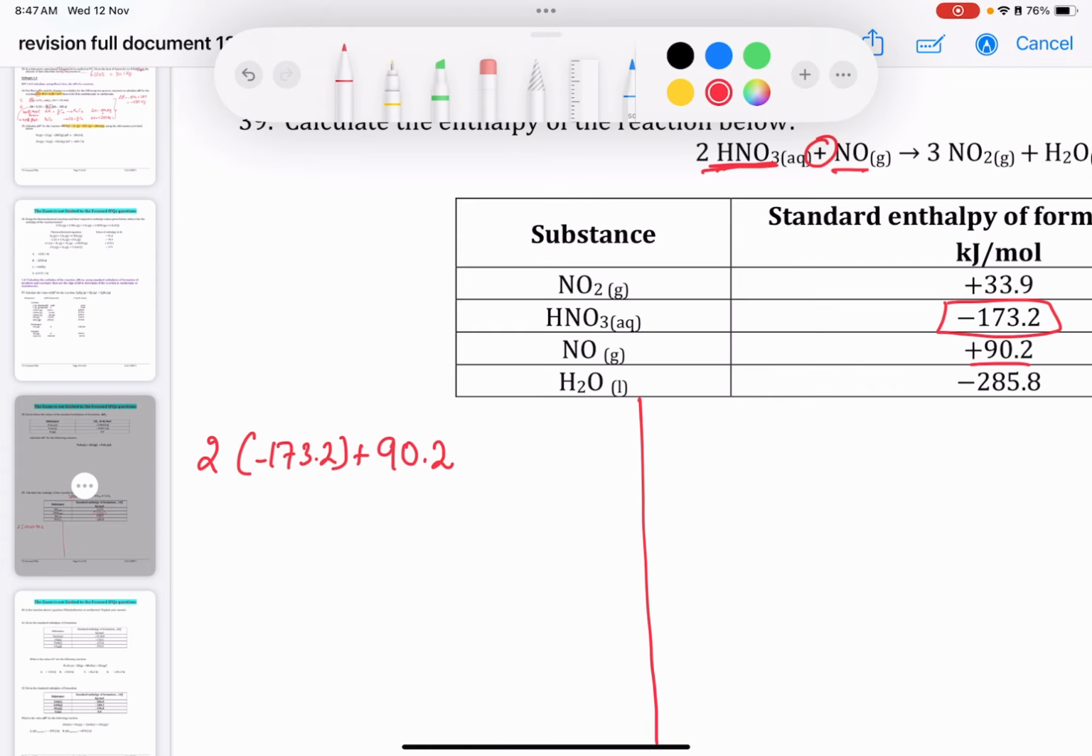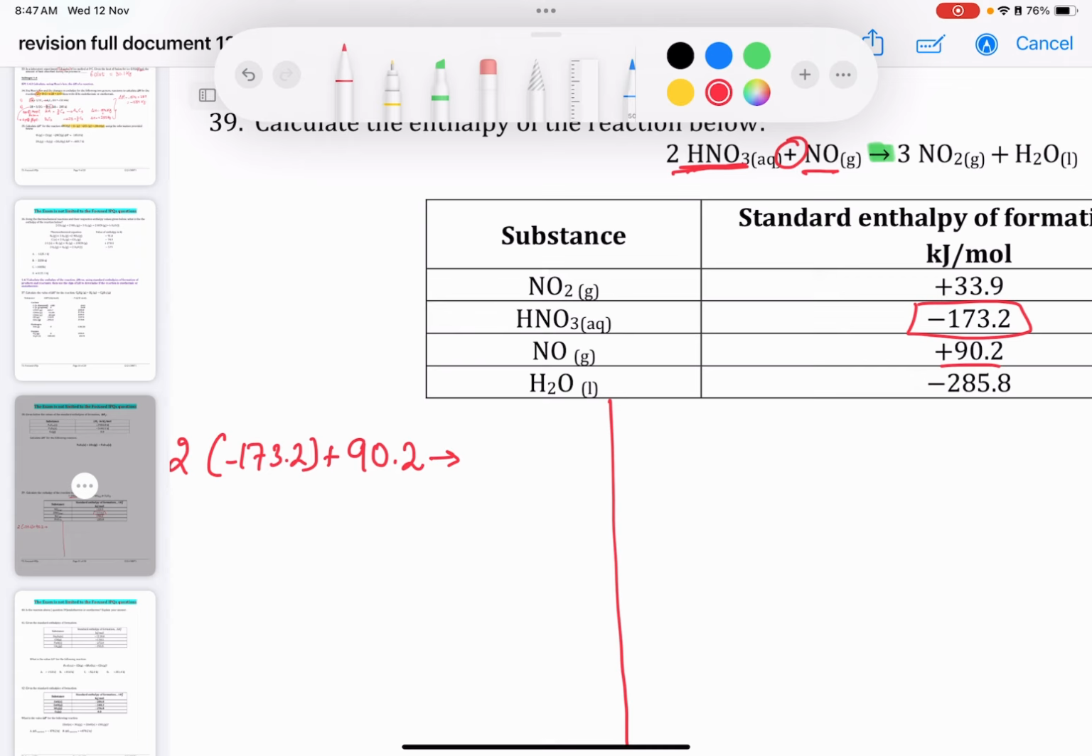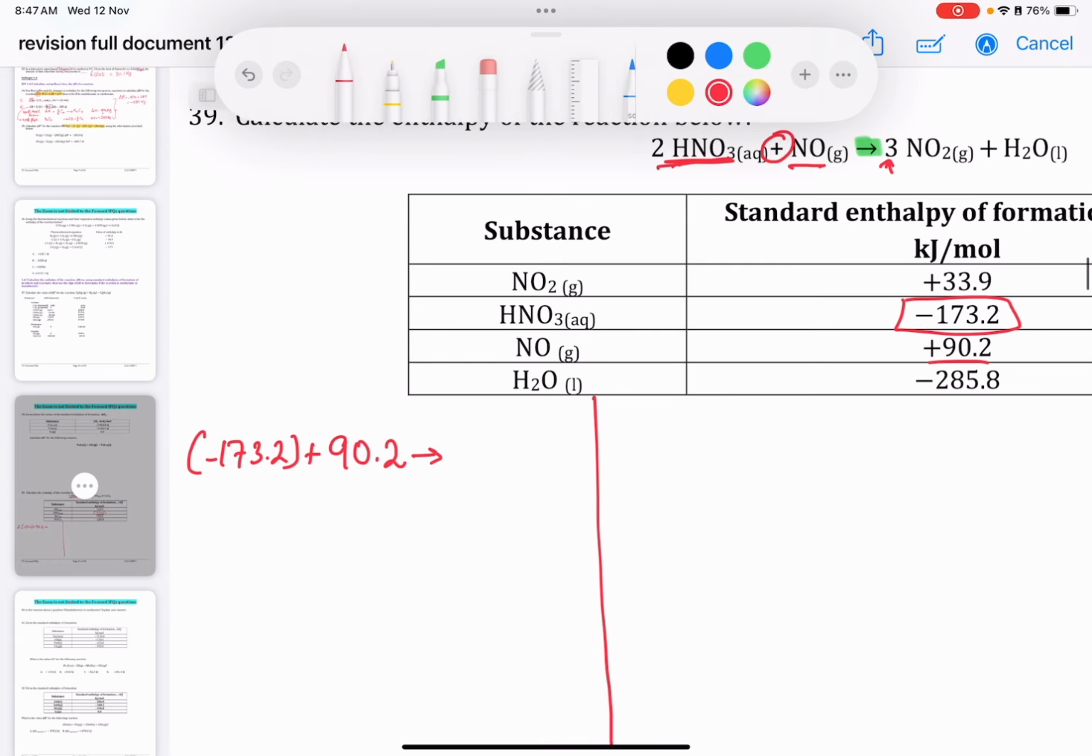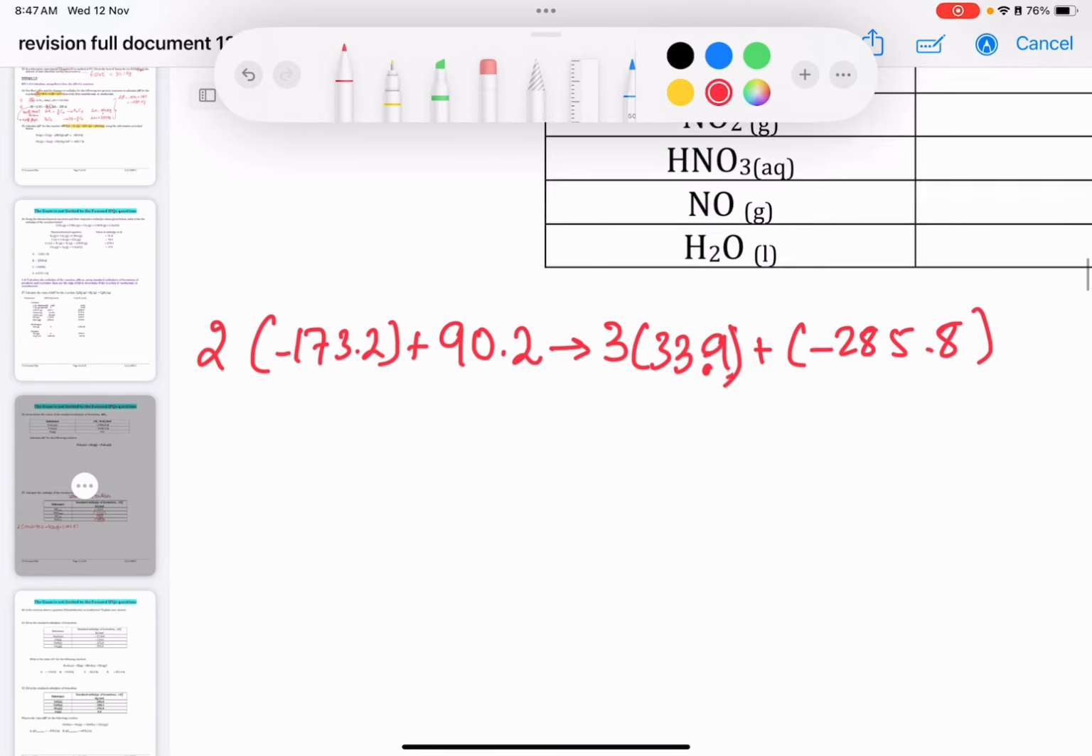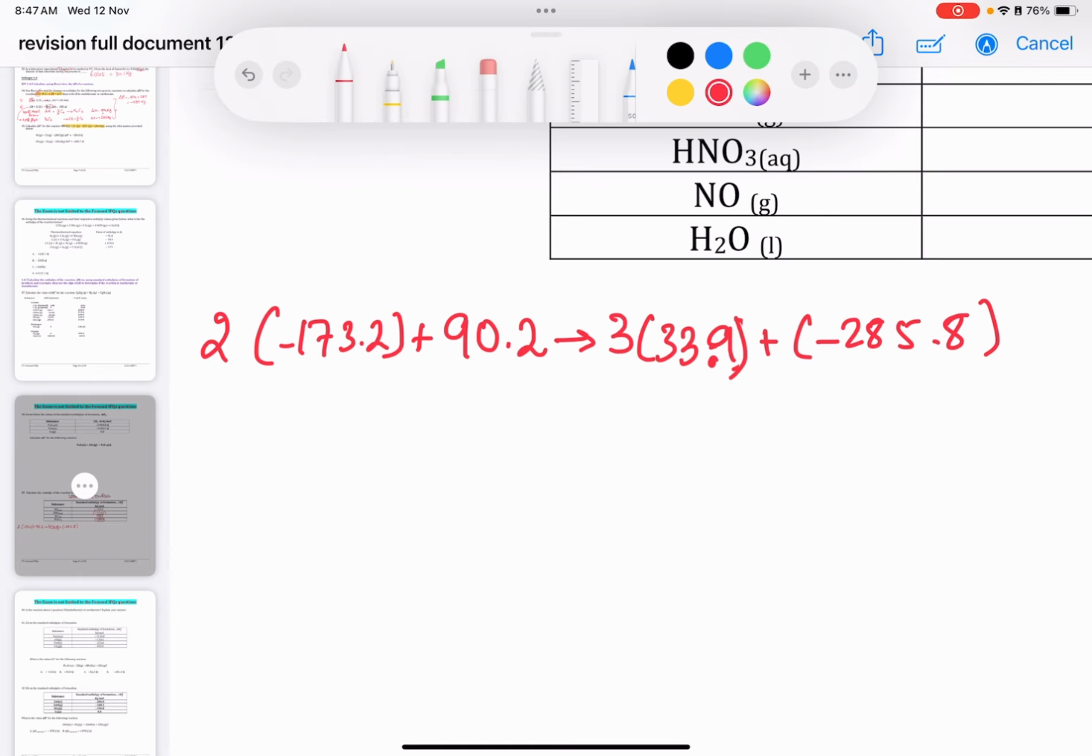Now, there's an arrow. And then there is 3 NO2, this value, 33.9, and then plus the enthalpy of formation of H2O, negative 285.8. So now we get it on our calculators and we start finding the answers.